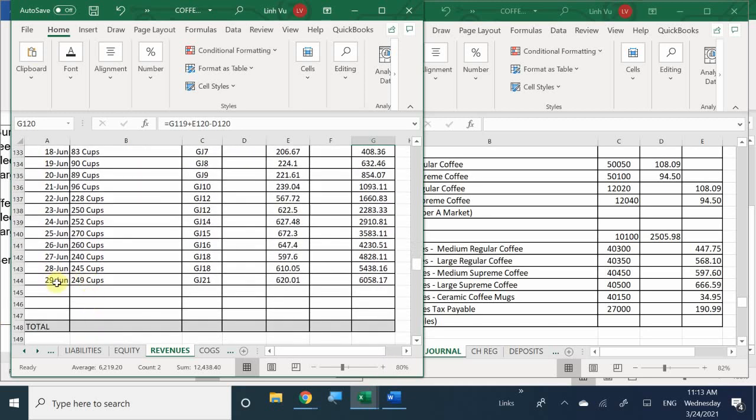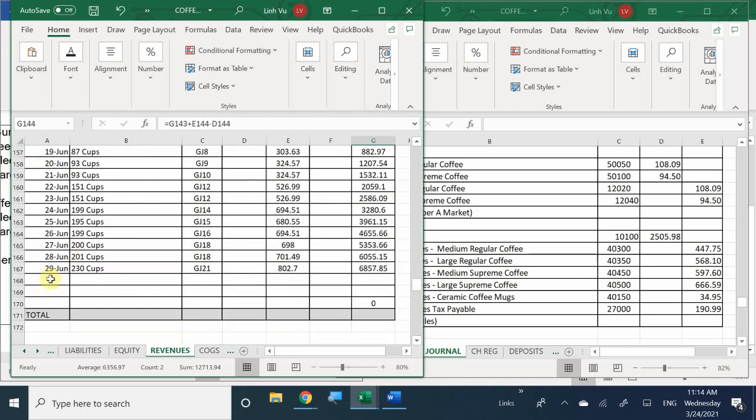What was the total amount of medium supreme coffee cups I sold? 240 cups. General Journal number 21 for the amount of 597.60. So what is my total ending balance here? 1,687.81. Nice numbers.